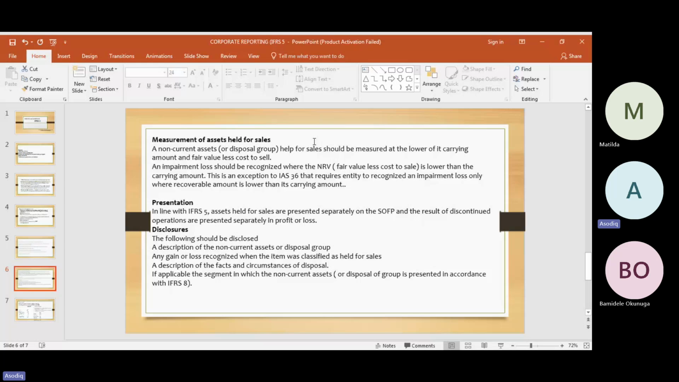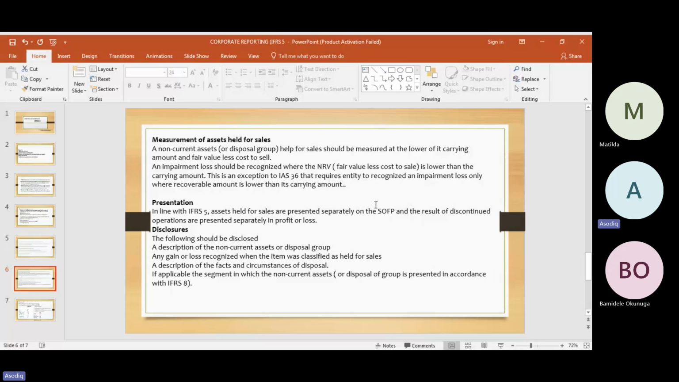And an impairment loss should be recognized where the NRV, that is net realizable value, fair value less cost to sell, is lower than the carrying amount. That is for impairment. I said it earlier on that impairment and IAS 2, they are different.